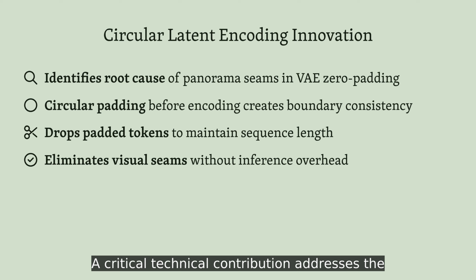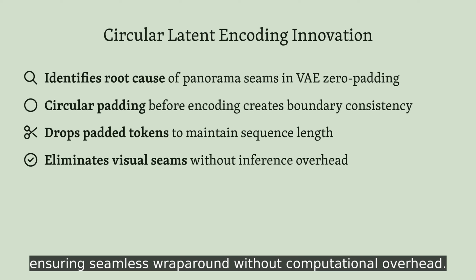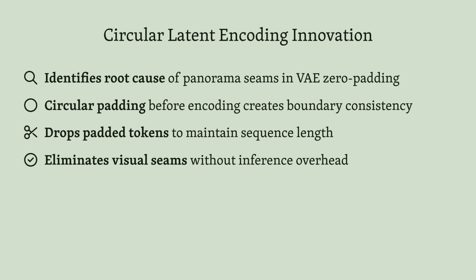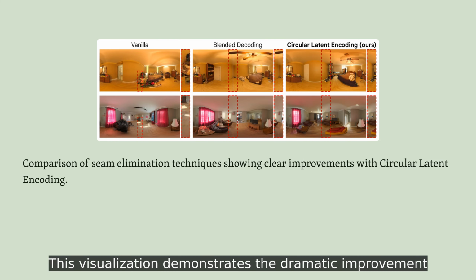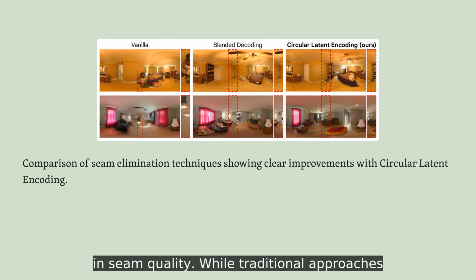A critical technical contribution addresses the persistent seam problem in 360-degree content. The authors discovered that zero padding in VAE encoders creates latent discontinuities at panorama boundaries. Their circular latent encoding solution applies circular padding before encoding, then removes the padded tokens, ensuring seamless wraparound without computational overhead. This visualization demonstrates the dramatic improvement in seam quality.